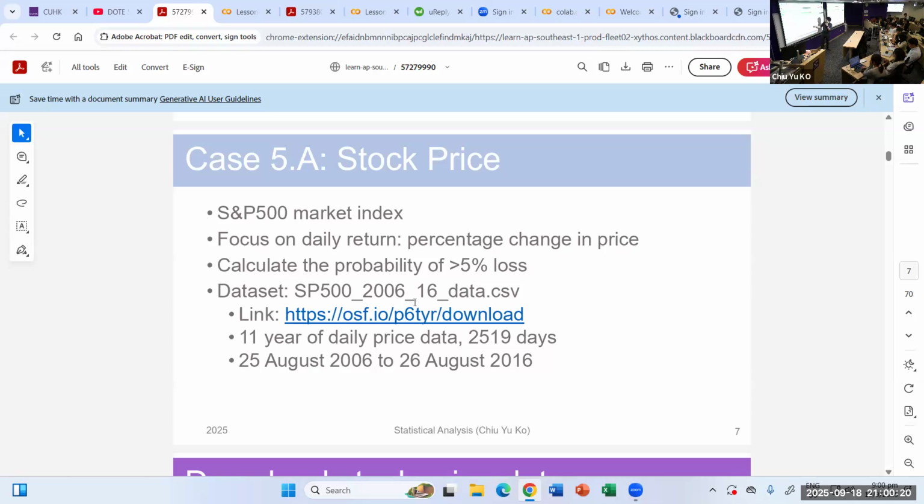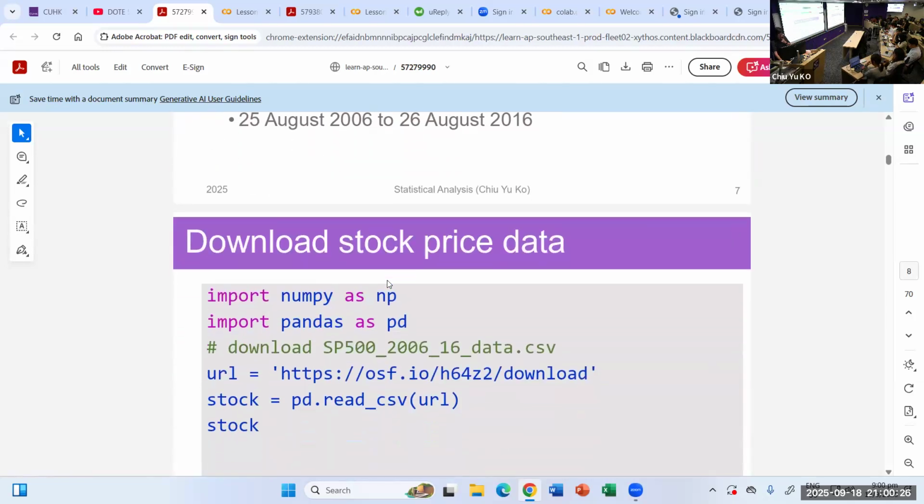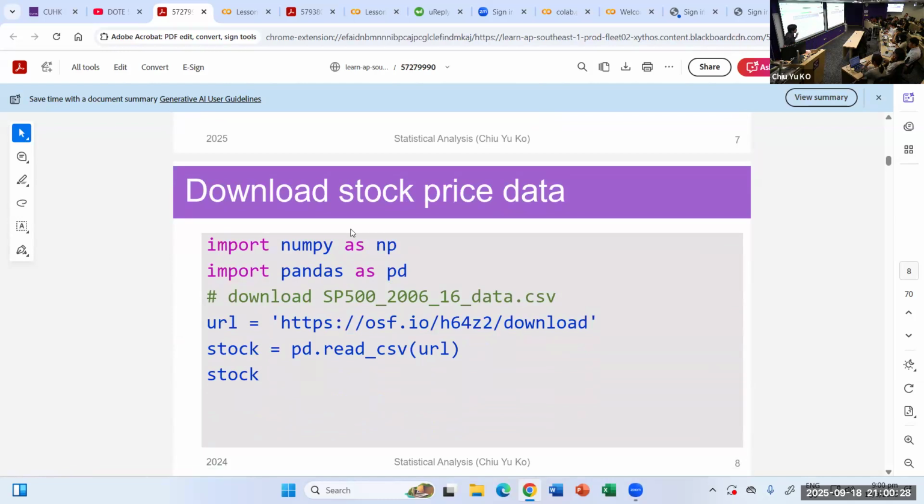2006 to 2016, 10 years, 11 years of daily data. Okay. So as requested, I run the code, but let me go line by line, because people say I'm too fast. I'll slow down. If you think I'm too slow, let me know.